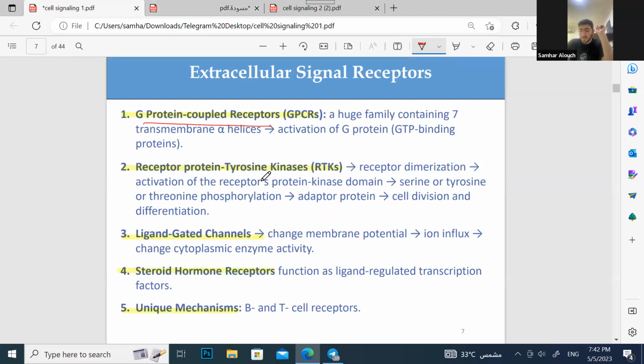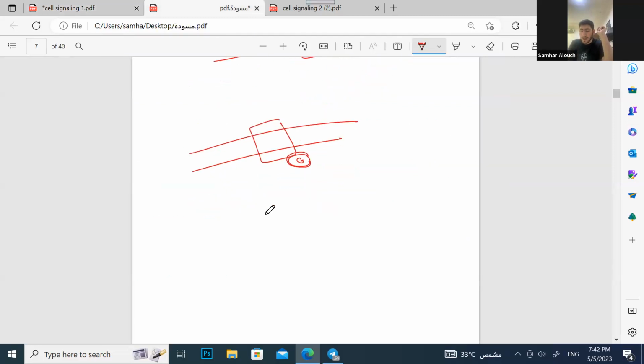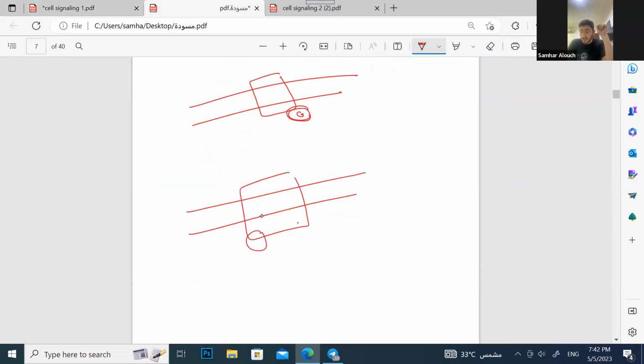Second type is receptor protein tyrosine kinase. It means that we have the membrane, and this is the receptor, and inside the receptor, there is a tyrosine kinase. Kinase means that it's something that causes phosphorylation, that binds a phosphate onto something. So if we have a kinase and it goes and binds to an enzyme, it will cause the enzyme to have a phospho group on it, okay? So that's the action of kinase.